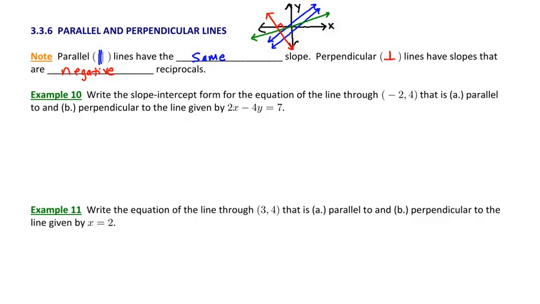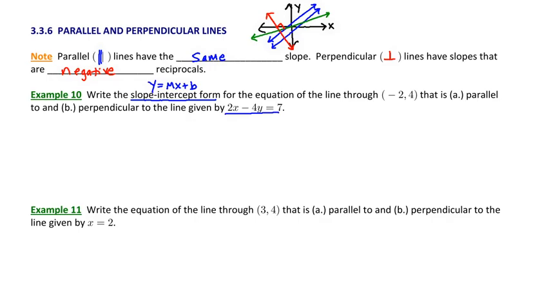So on example 10, we want to write the slope-intercept form. So let's pause right there and remember, slope-intercept form is mx plus b. So I'm going to keep that in mind as my goal. For the equation of the line through ordered pair negative 2, 4, that is A, parallel to, and B, perpendicular to the line given by 2x minus 4y equals 7. Notice that one is in general form.